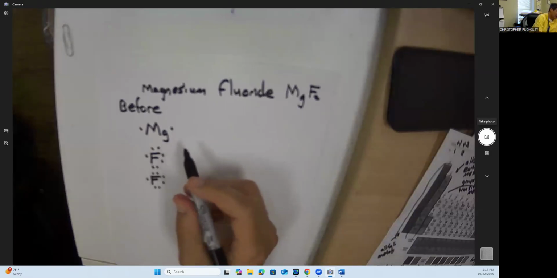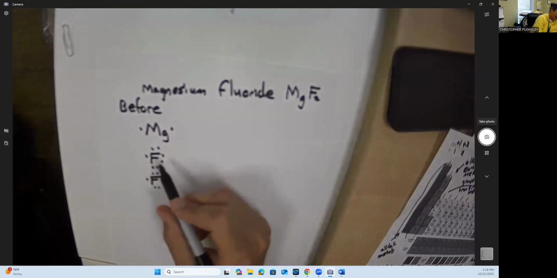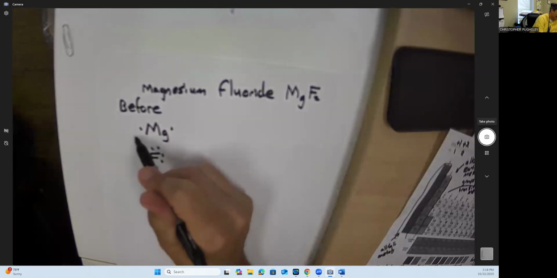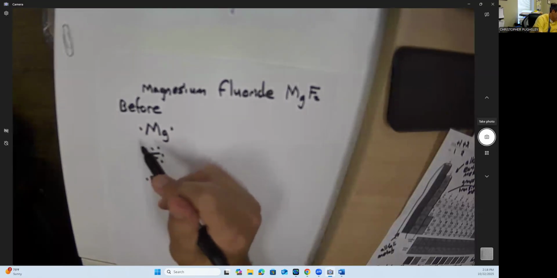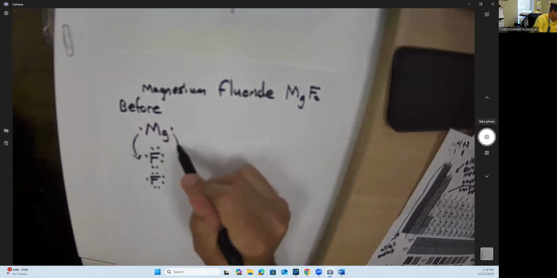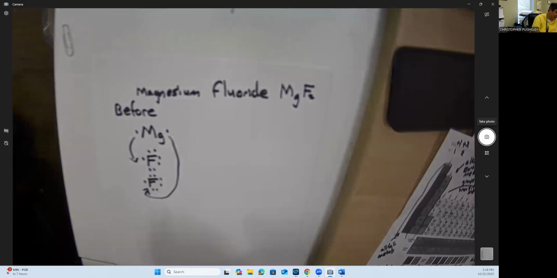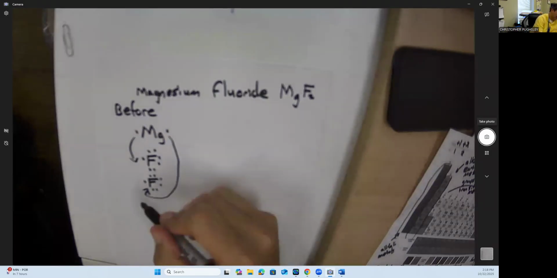All right. And then what you're going to have is the after. And so what happens is that this magnesium, remember, has a low electronegativity and a low ionization energy. So it's going to give one of its electrons to fluorine, which has a high electronegativity and a high electron affinity. And it's going to give another one to the other fluorine.